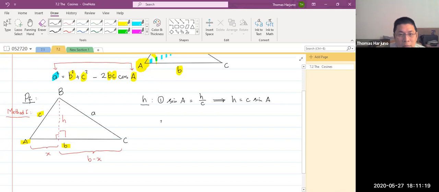Second, cosine A equals x over c, such that x is c cosine A. Step 3: d minus x, therefore, equals d minus c cosine A.